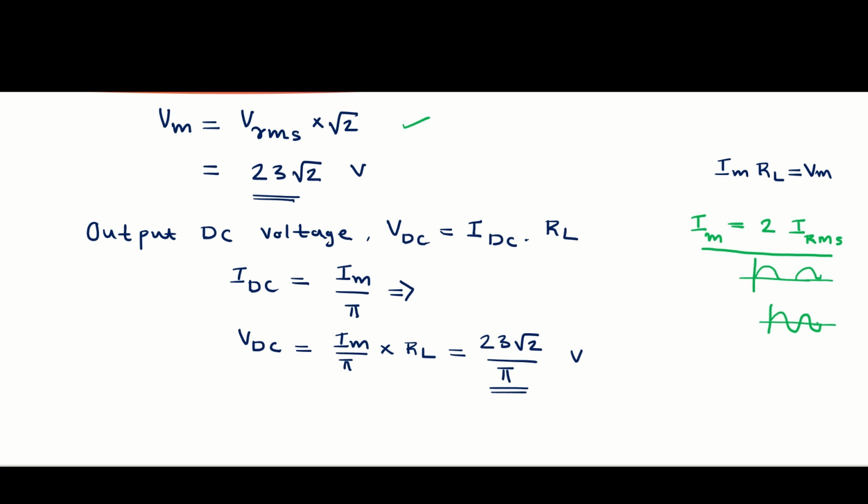The next question is, find out the peak inverse voltage, PIV. What do you mean by PIV? During the negative half cycle of the AC supply, the diode is reverse biased and hence conducts no current. Therefore, the maximum secondary voltage appears across the diode, and this maximum voltage is termed as peak inverse voltage. The PIV is equal to Vm. Vm value is 23 root 2. So PIV is 23 root 2 volt.